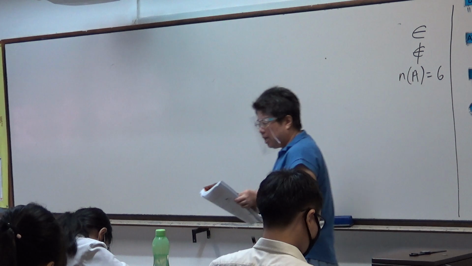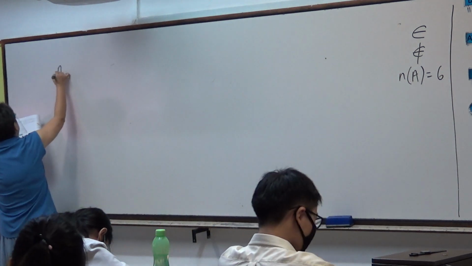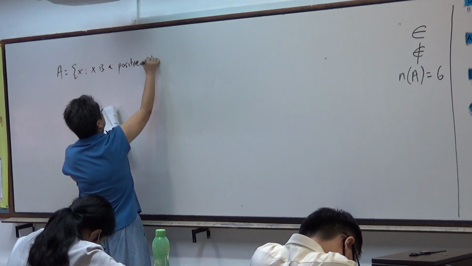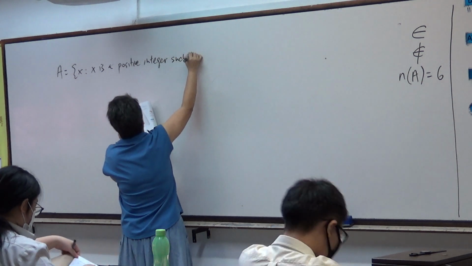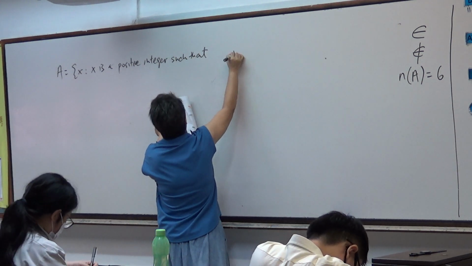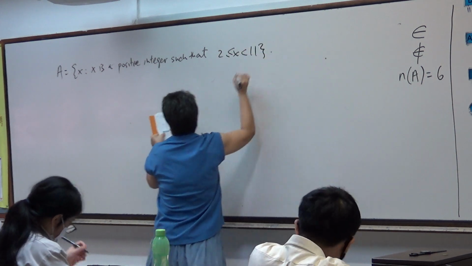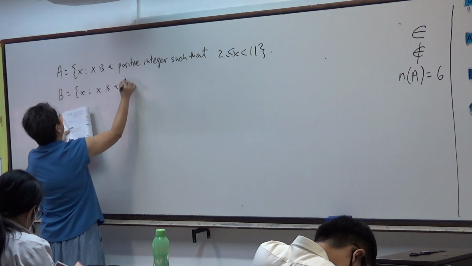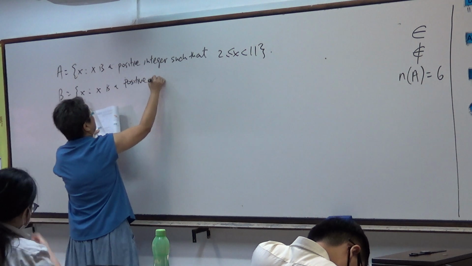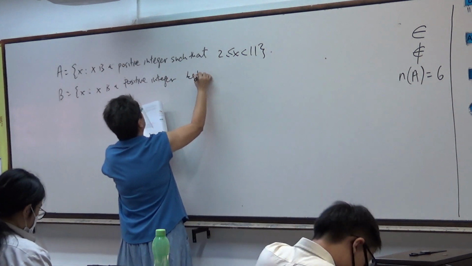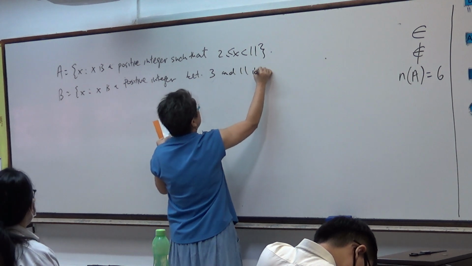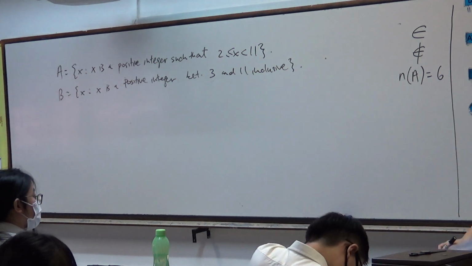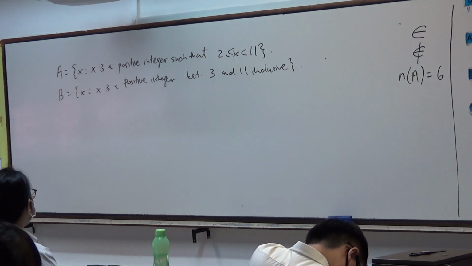Okay. It is given that A is the set of x such that x is a positive integer, x is a positive integer such that x, okay, and B is the set of x such that x is also a positive integer between 3 and 11 inclusive. Okay.